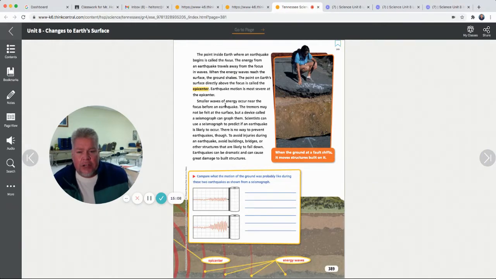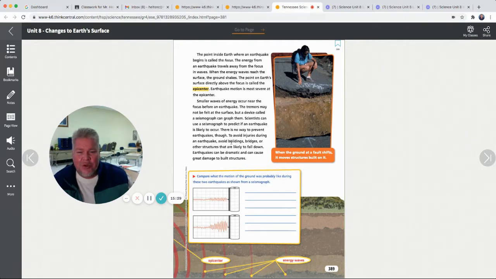Smaller waves of energy occur near the focus before an earthquake. The tremors may not be felt at the surface, but a device called a seismograph can graph them. Scientists can use a seismograph to predict if an earthquake is likely to occur. There's no way to prevent earthquakes, though. You can't go grab hold of the tectonic plates and hold them still, can you?